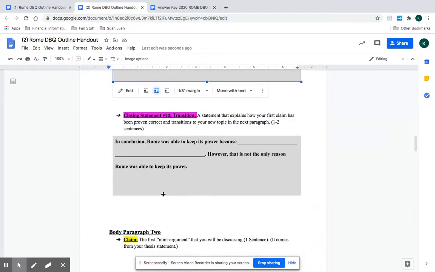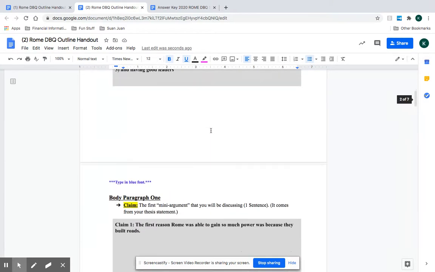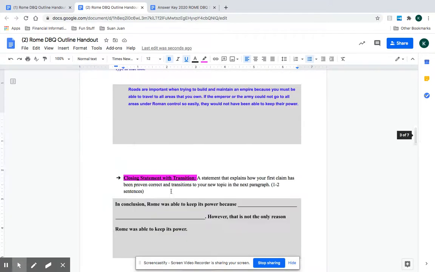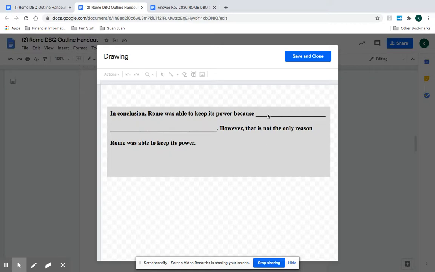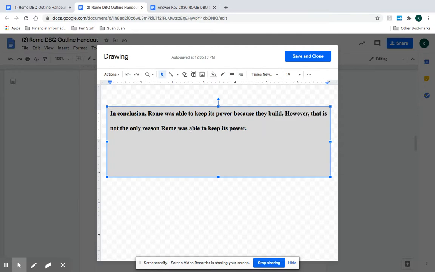At the end of my body paragraph, I must conclude with a closing statement and transition. This is a statement that explains how my first claim has been proven correct, and it transitions to the next paragraph. If I go back to my thesis statement, my next topic is about destroying their enemies, so I should remember that. In conclusion, Rome was able to keep its power because they built roads that tied all cities and villages together.